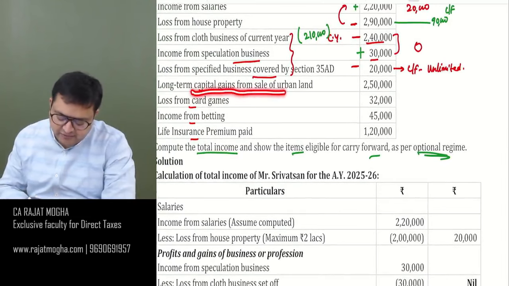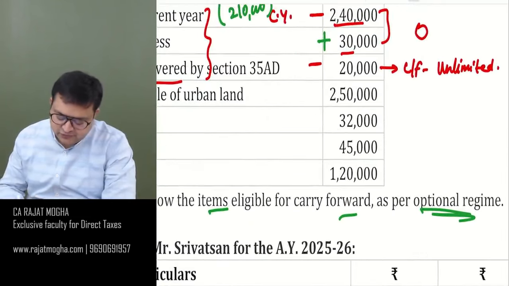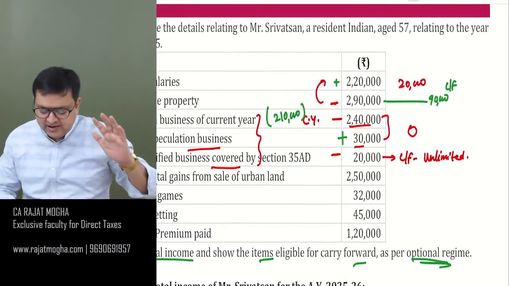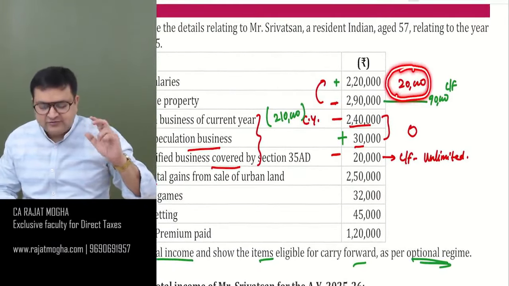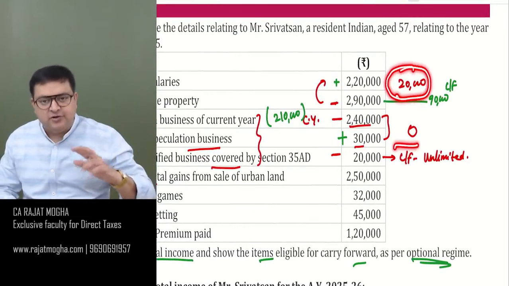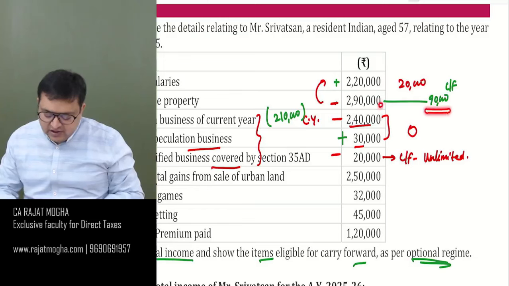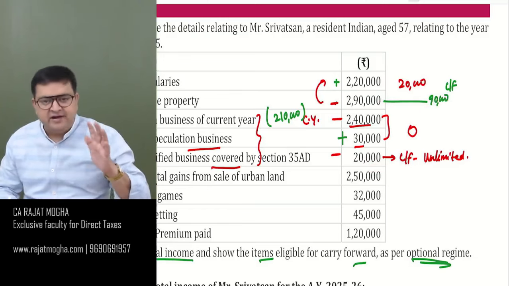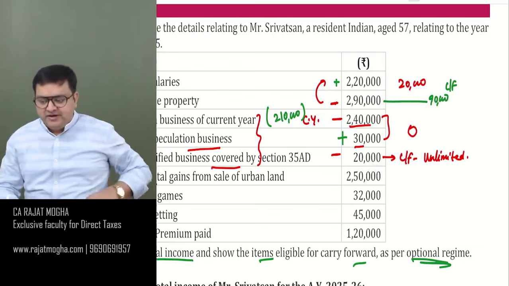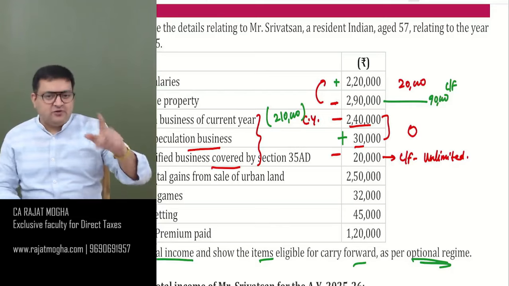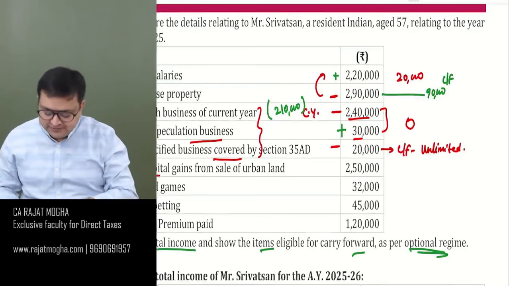Long-term capital gain from sale of urban land is 250. So right now, I have 20,000 rupees of salary, PGBP 0, and 90,000 house property will be carried forward. Specified businesses will be carried forward because it cannot be set off from other heads. It will be carried forward. But still, we have a current year PGBP loss.